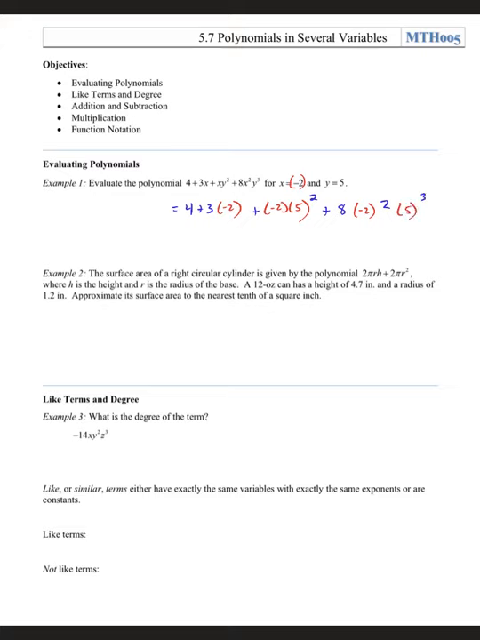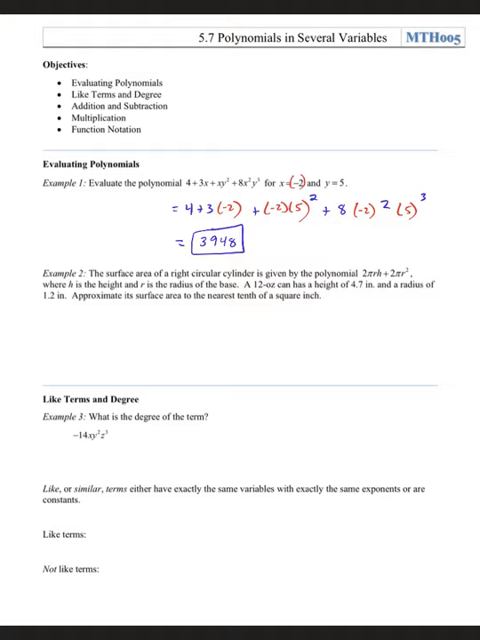So now what I want you to do, pause the video here and type it into your calculator. You should get 3,948. If you did not get that, go back, make sure you put parentheses around your negatives, and you have your exponents all typed correctly.